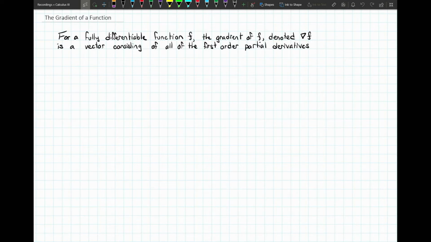So for instance, if we have a function of two variables, f of x comma y, then the gradient of f at any arbitrary x and y would be a vector consisting of f partial x and f partial y. If we wanted to take a look at a function of three variables, f of x comma y comma z, then nabla f, or the gradient of f at an arbitrary x, y, z, would be a vector consisting of f partial x, f partial y, and f partial z.